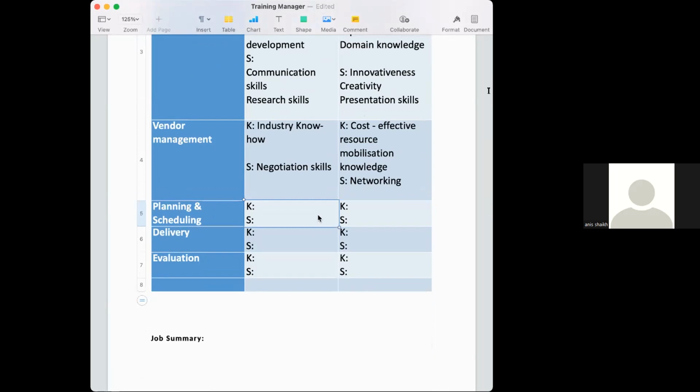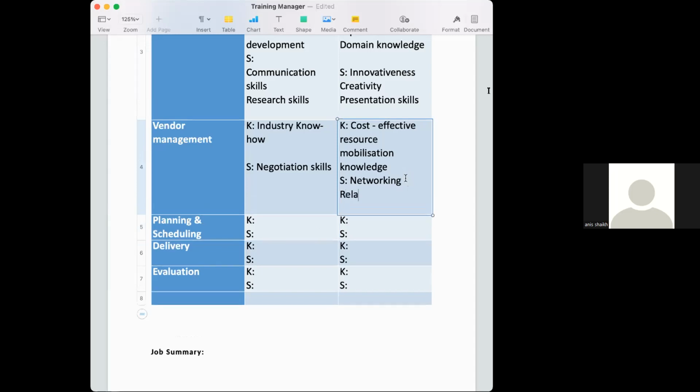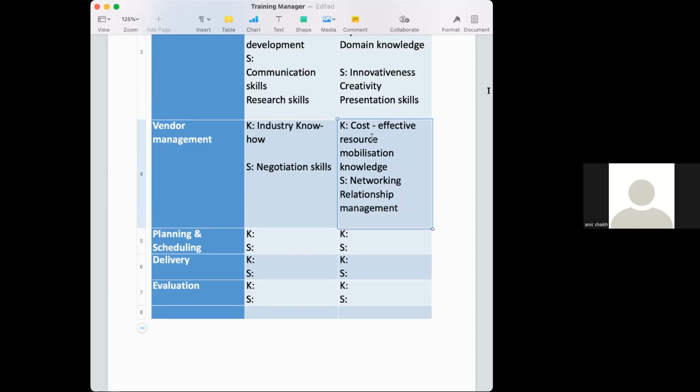What I would like to suggest, this top we have written, cost effective resource mobilization, that should come and sit at skill level, after networking, because that is related with this negotiation skill. Definitely for that knowledge is also required and application of knowledge is also required. So this is knowledge also and skill also. He should have the approving skill.